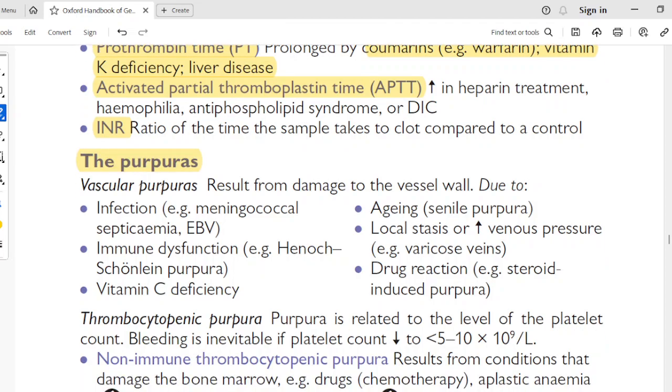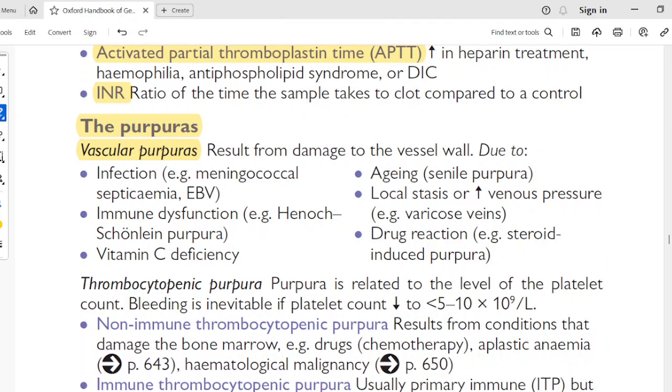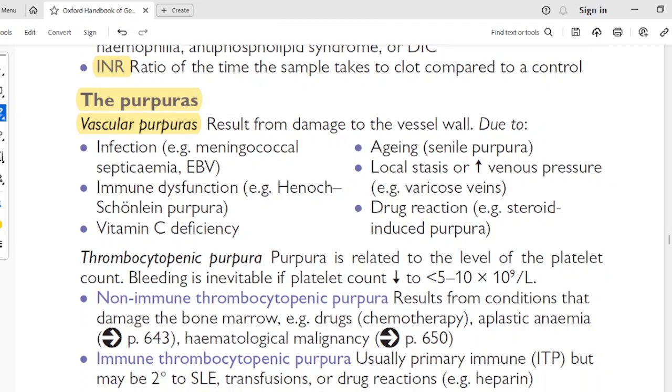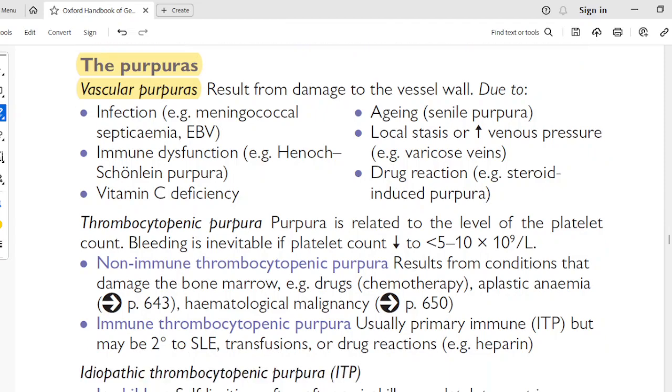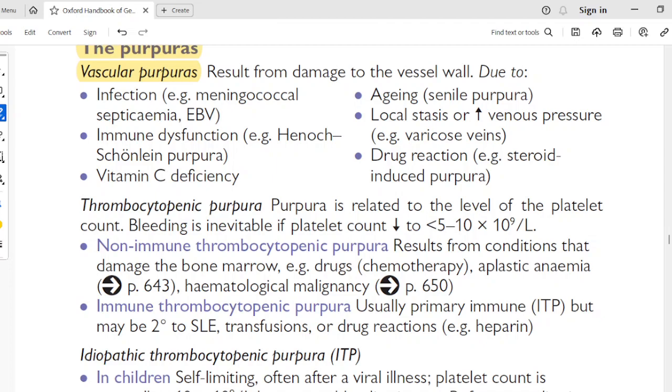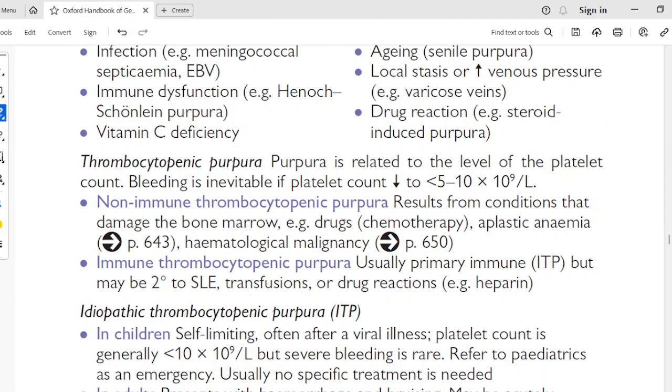Purpuras. Vascular purpuras result from damage to the vessel wall due to infection: meningococcal purpura, septicemia and EBV infection; immune dysfunction: Henoch-Schönlein purpura; vitamin C deficiency; aging: senile purpura; local stasis: increased venous pressure, varicose veins; drug reaction: steroid-induced purpura. Thrombocytopenic purpura.